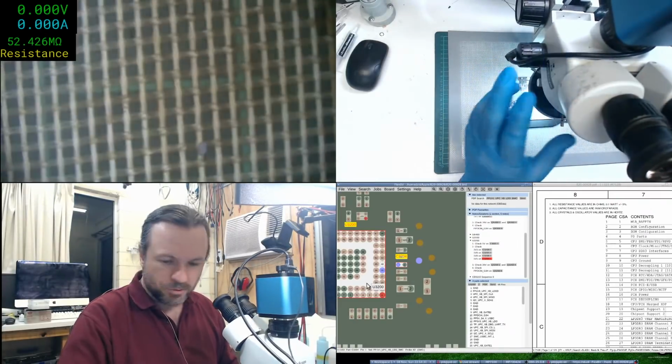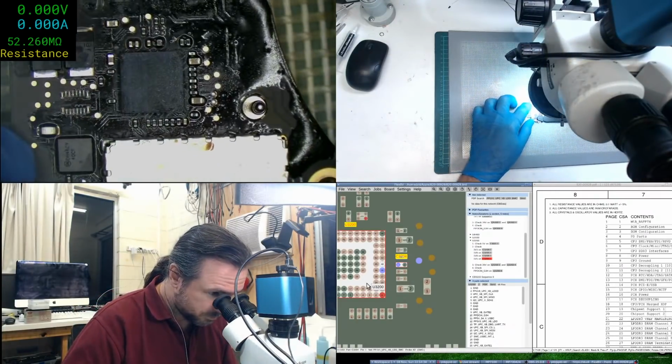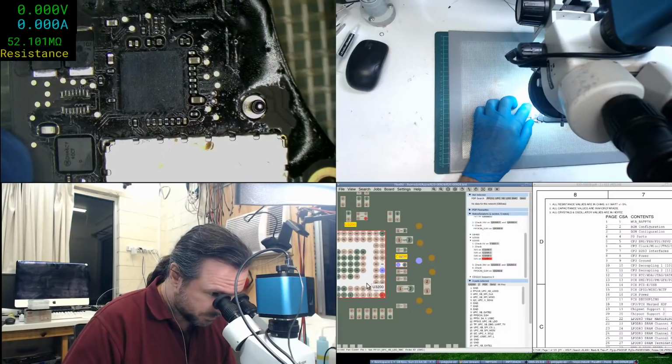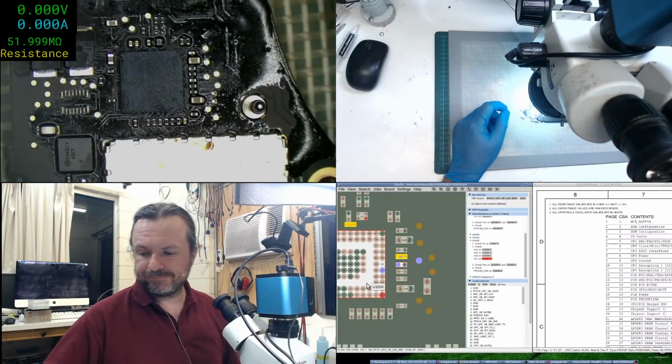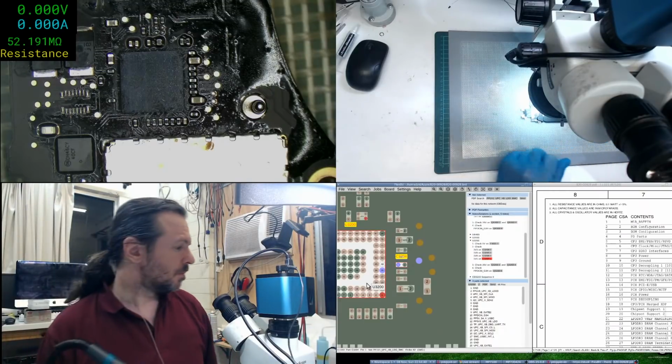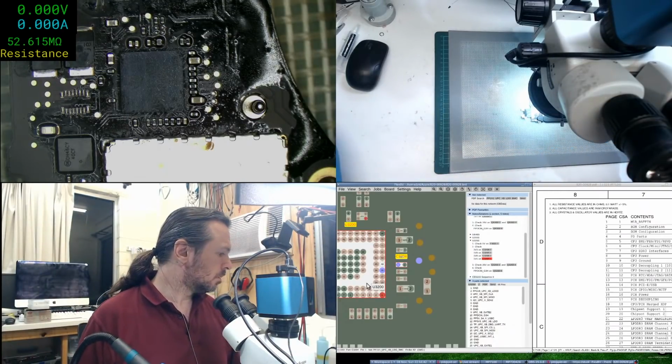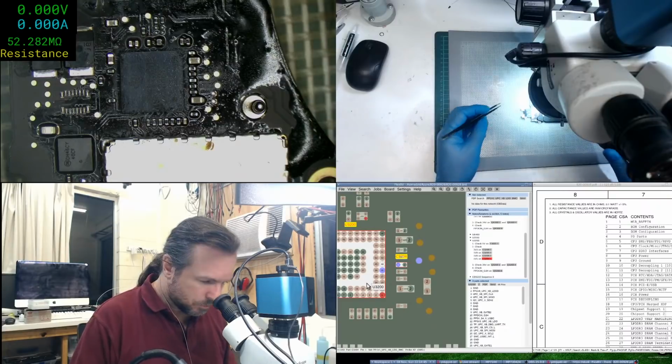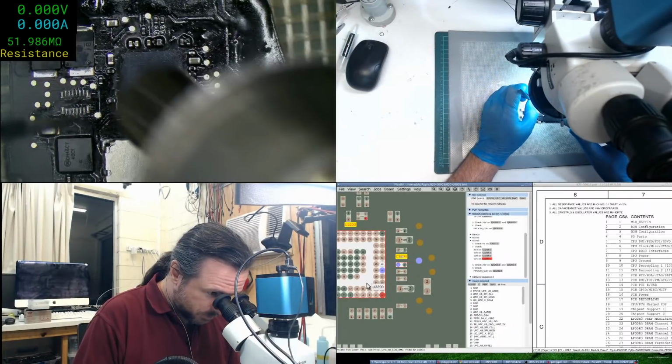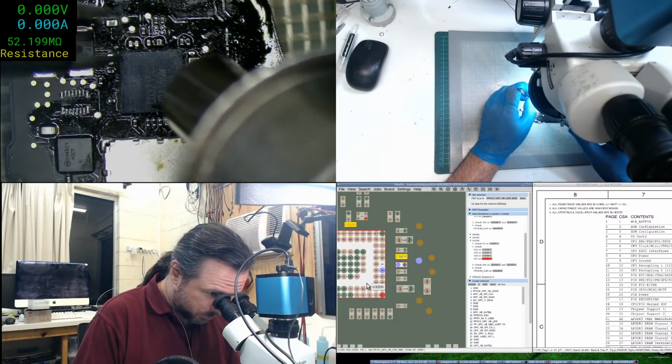Now the question is, is it really that at fault, or... No. Well, guess we'll take it off and find out. It looks like it's been replaced, so that's what bothers me right now.